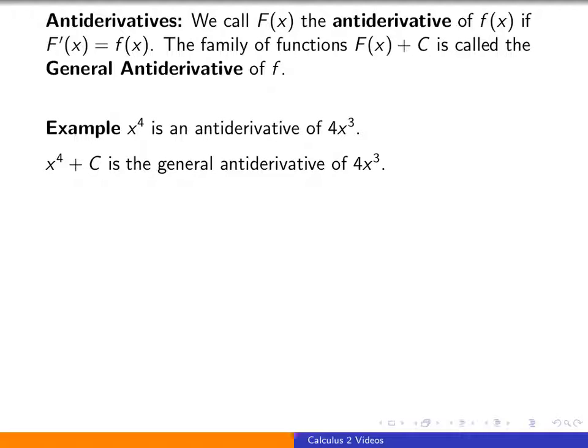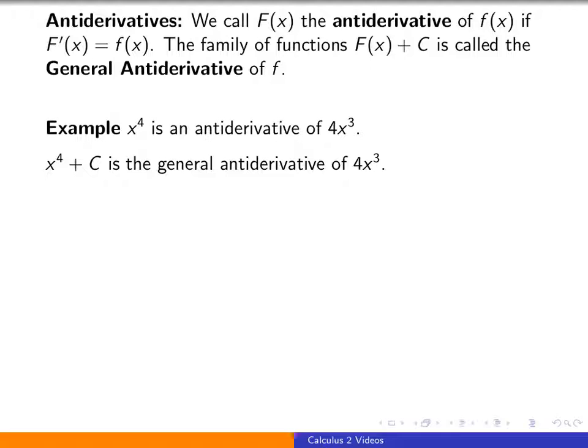So for example, x to the fourth is the antiderivative of 4x cubed. You can easily check that. By the power rule, you get the derivative. So x to the fourth plus c is the general antiderivative of 4x cubed.